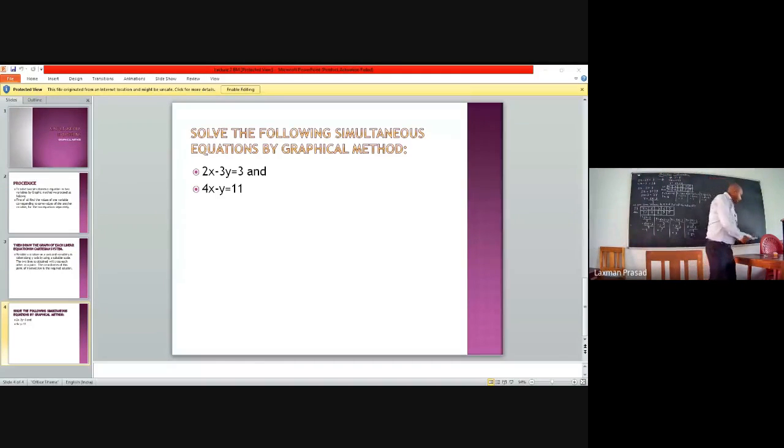See, then we use a scale. See, this is the x-axis and this one is the y-axis. Here, this one is the x-axis, where the values are positive. This is the origin.